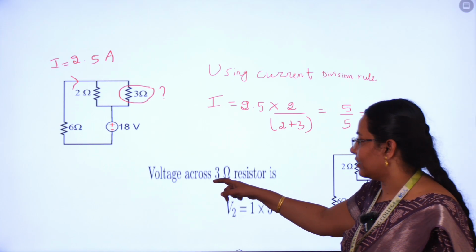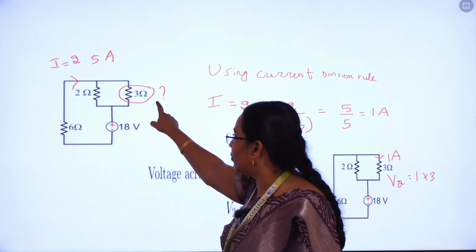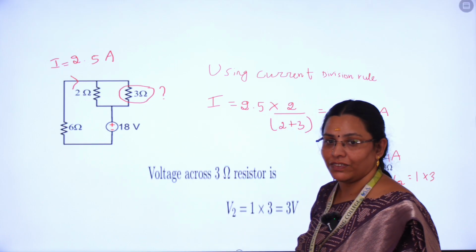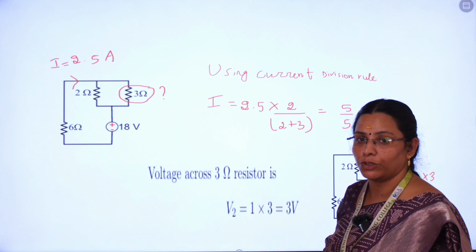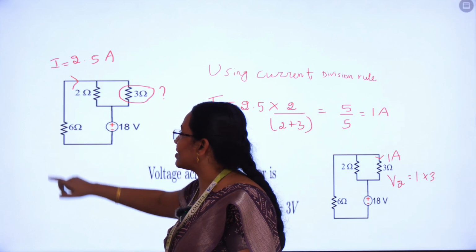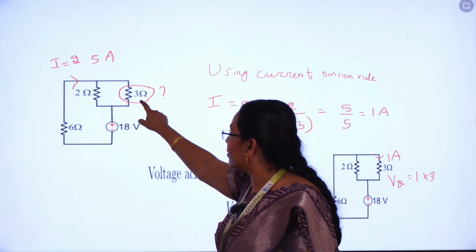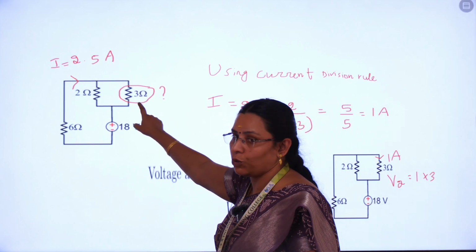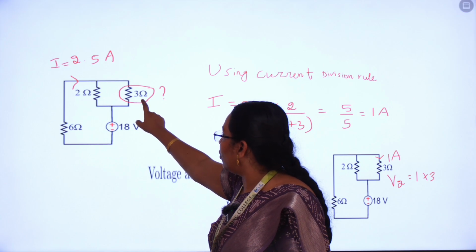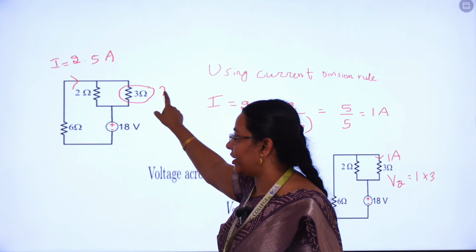And again, we are going to calculate the voltage across the 3 ohm resistor. Already we derived the current I equal to 2.5. Let's take I equal to 2.5 as the total current. Okay, we are going to calculate the voltage across the 3 ohm resistor. So V equal to I into R, by Ohm's law.